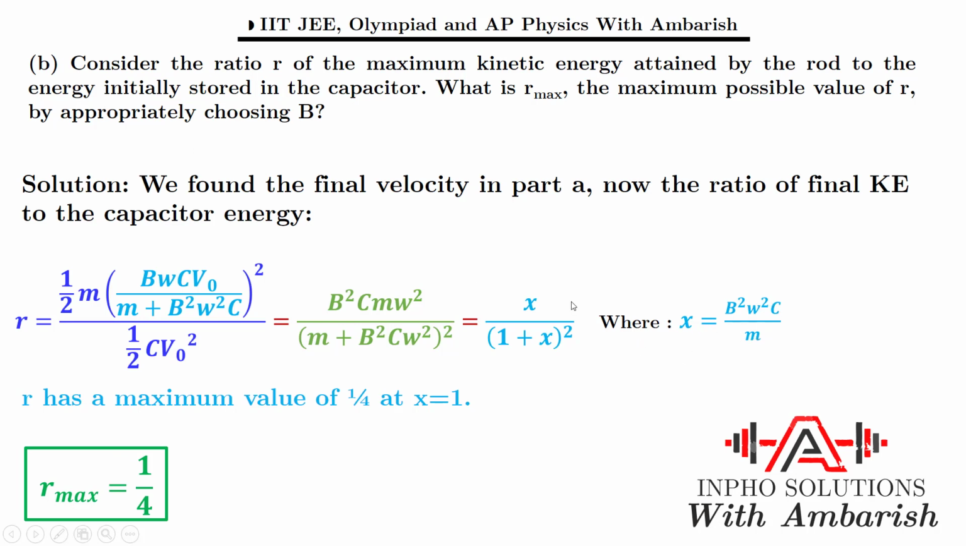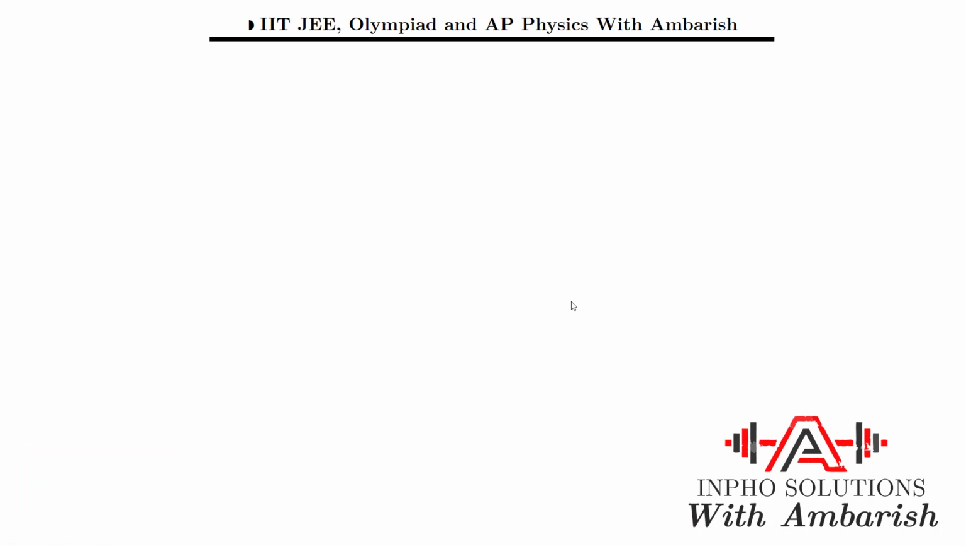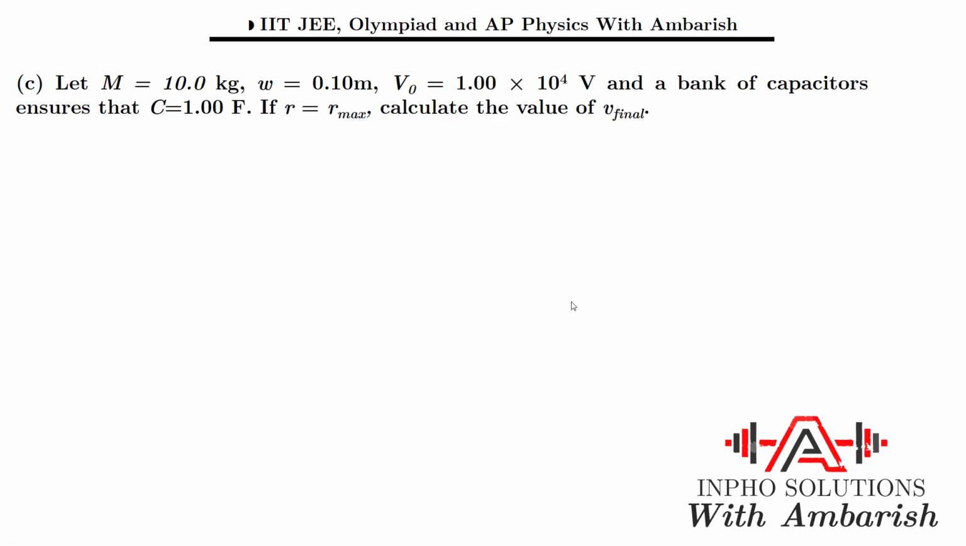All right. Then in the next part, we are just supposed to numerically evaluate the expressions that we have found in part B. What does it say? Let m equal to 10 kg, W is equal to 0.1 meter, V naught is equal to 1 into 10 to the power 4 volt, and a bank of capacitors ensures that C is equal to 1 farad. They've deliberately written bank of capacitors because 1 farad is a huge capacitance. You cannot simply get a 1 farad capacitor from a single capacitor, so somehow they've arranged it. And if r is equal to r max, calculate the value of v final.